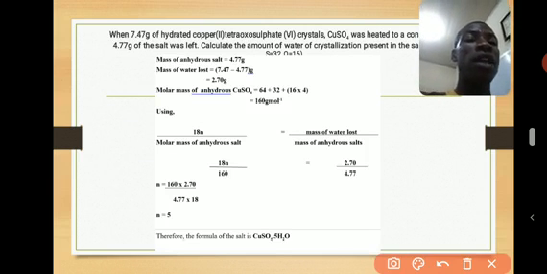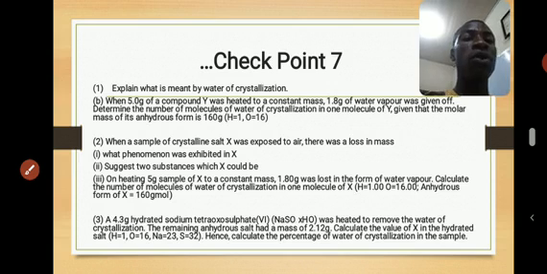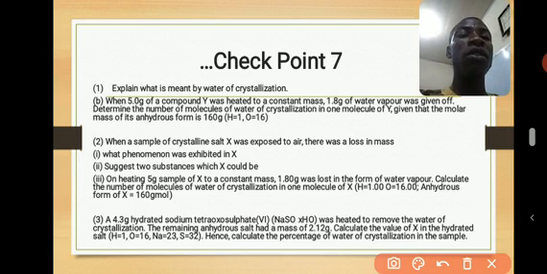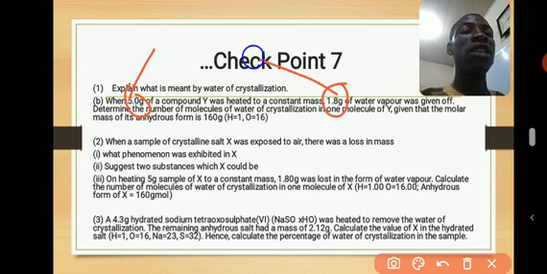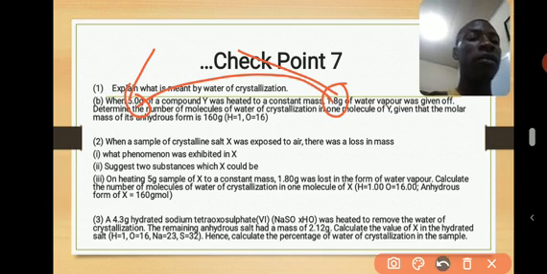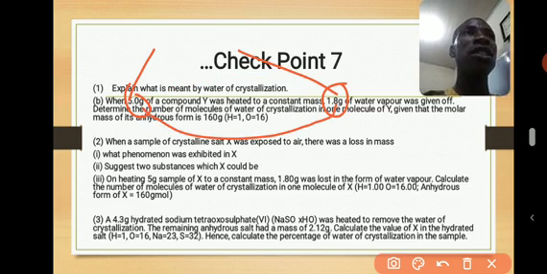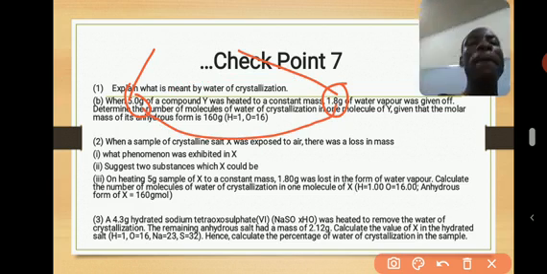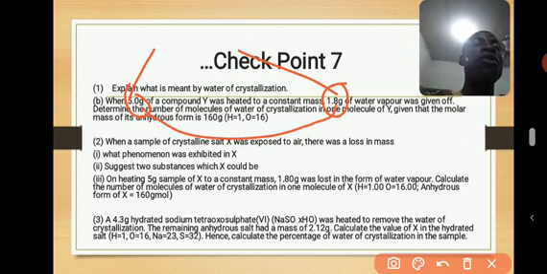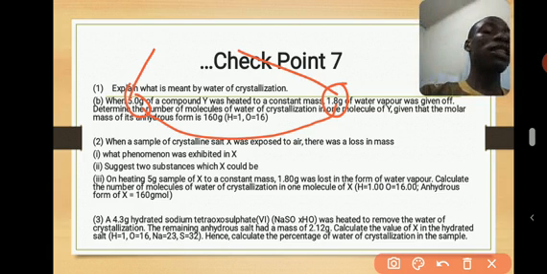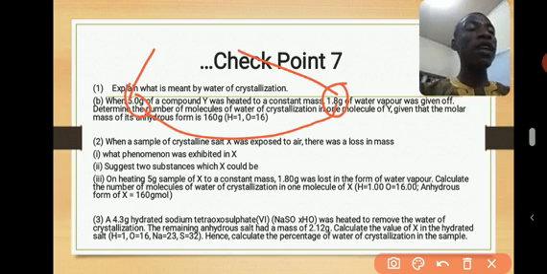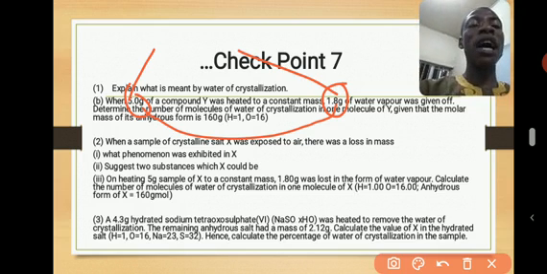So come back to this. It's not here now, so you know what to do. This is the mass of hydrated salt, right? This is the mass of water that was given off. Then if you subtract this from this, that will give you the mass of salt that was left. And that salt is actually the anhydrous salt. When salt has lost its water of hydration, it becomes anhydrous salt.